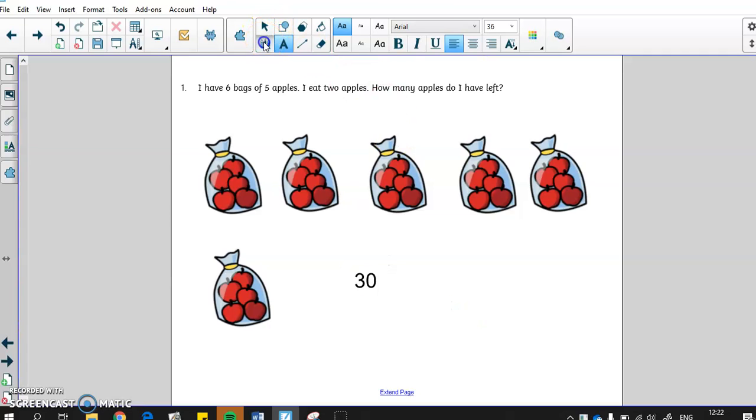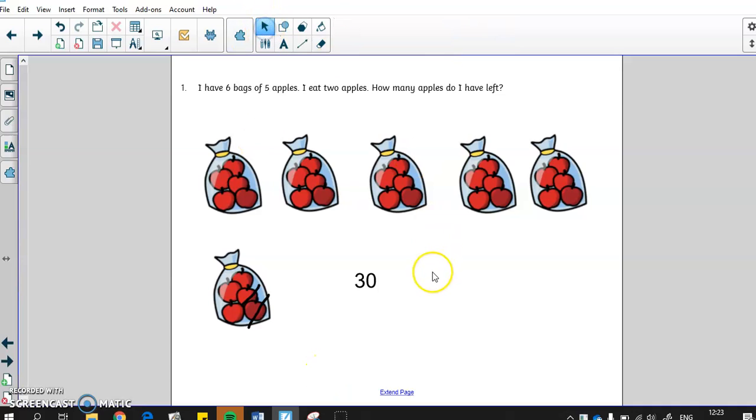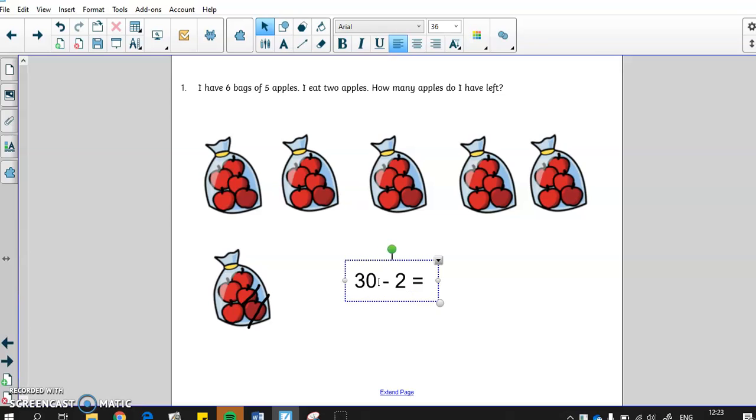Now let's look at the next bit of the question. The person is going to eat 2 of the apples from this bag. So we've taken away 2. So if I've got 30 and I take away 2, we can think about that as going back 2, we're going to be left with 28.